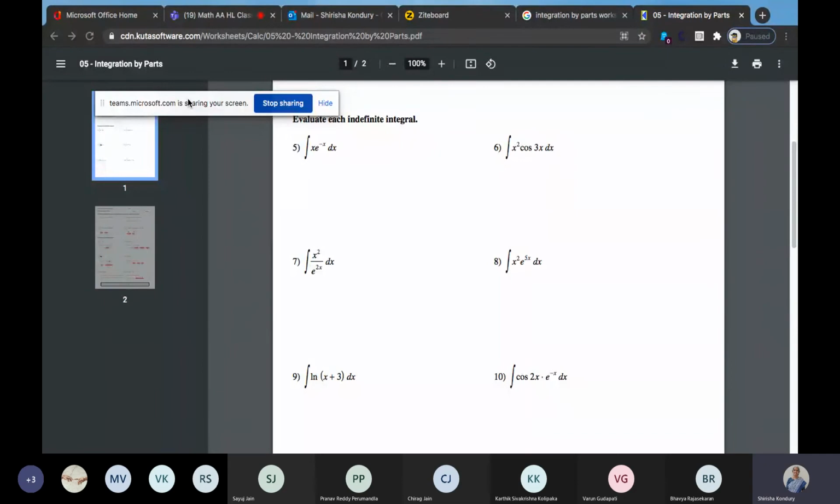Vishrut, can you try the 10th question, and when you're done, please explain to the class? Vishrut, you're there? Okay, Vishrut is not there in the class. Varun, you want to do that? Can you try the 10th question and then explain to the class? Sure.